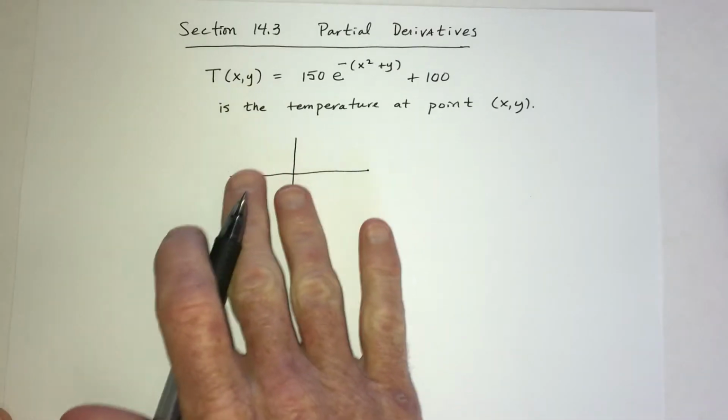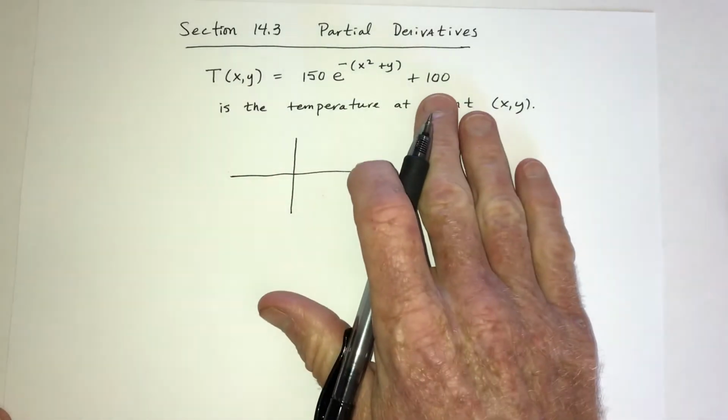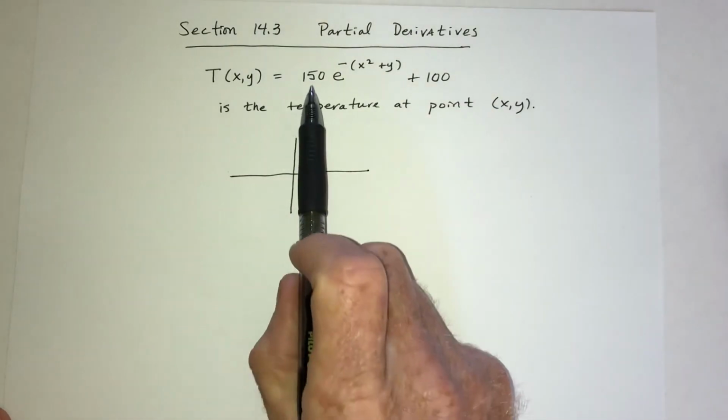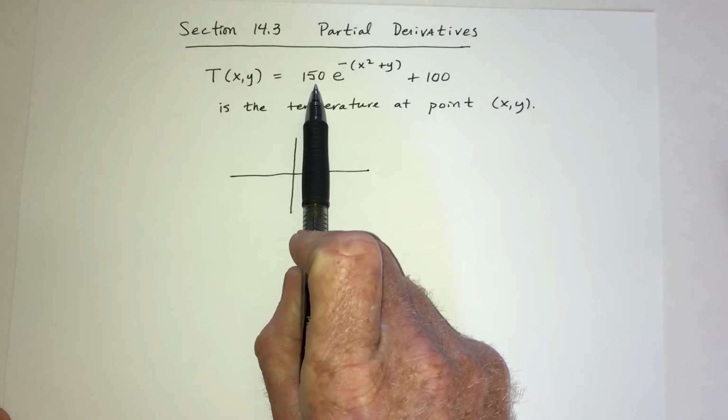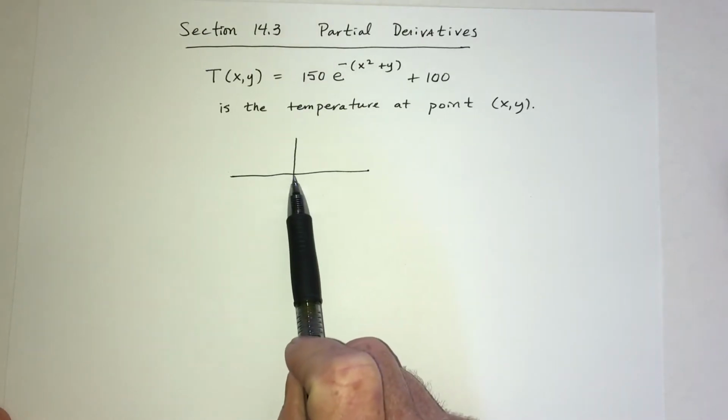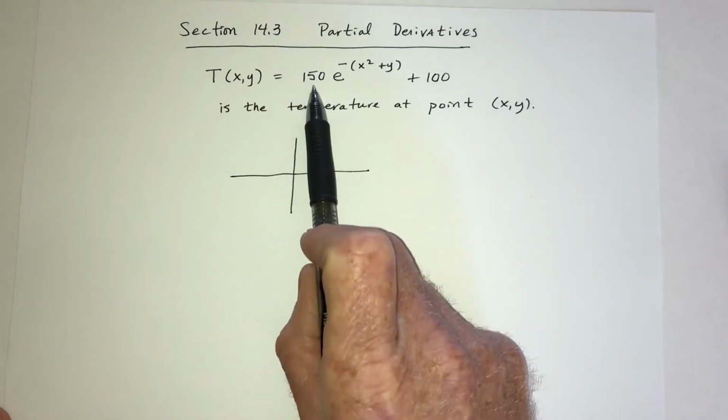this area in here, it's 100 degrees no matter what. So that's like the ambient temperature. And then this is saying that at the origin, there's a heat source. So this could be like a metal plate, and there's fire under here that's 150 degrees.